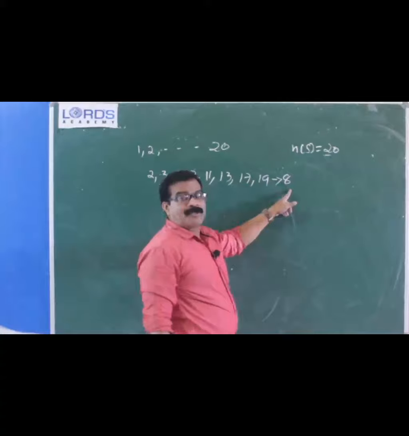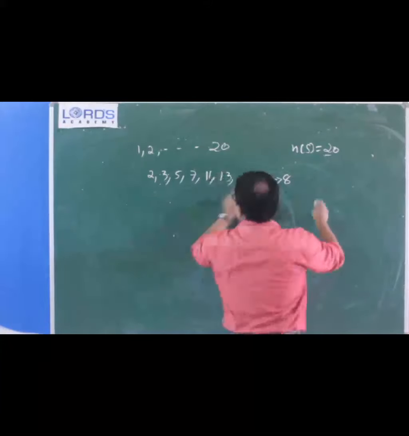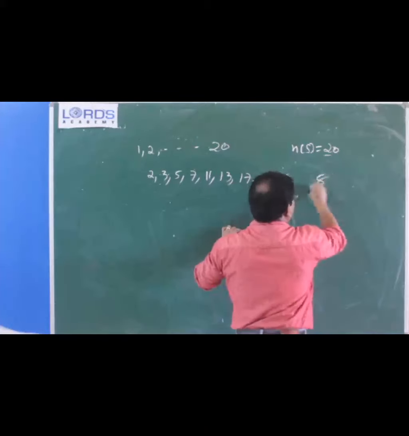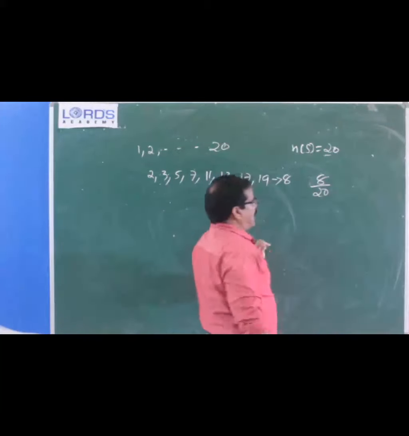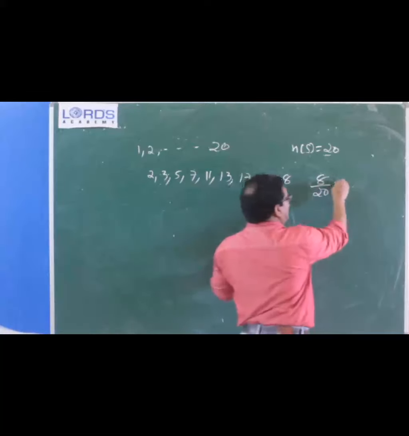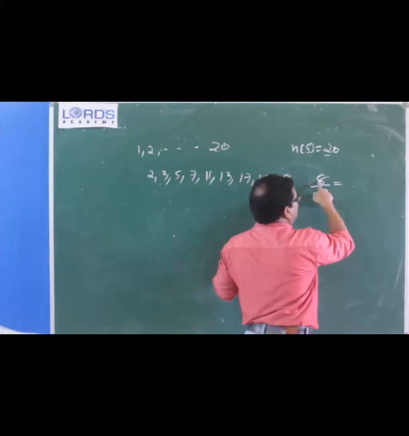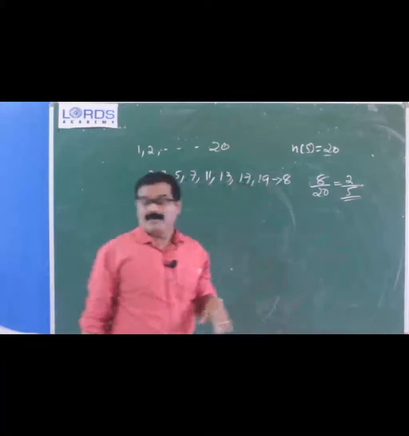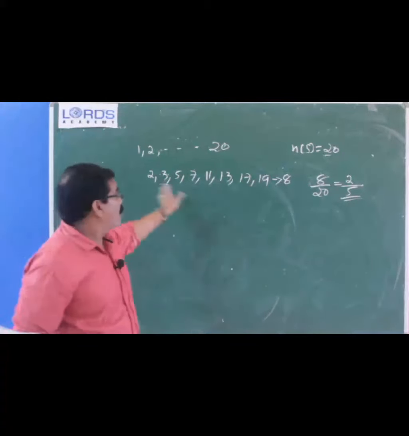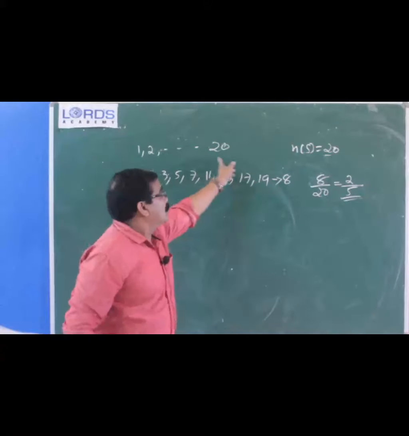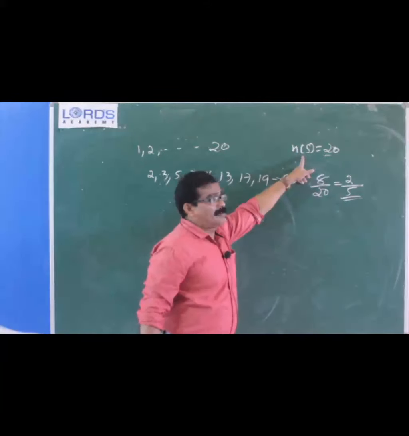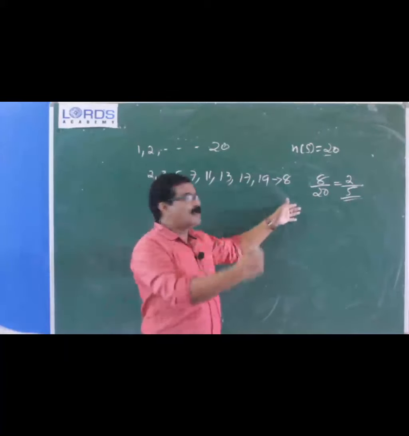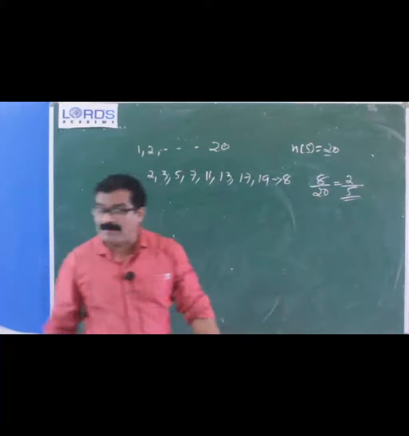Therefore, probability of getting a prime number is 8 by 20. You can simplify it to get 2 by 5. Write it. Number of favorable cases, total possible outcomes 20. Therefore, probability of getting this. These are the steps you have to write: 8 by 20 is equal to 2 by 5.